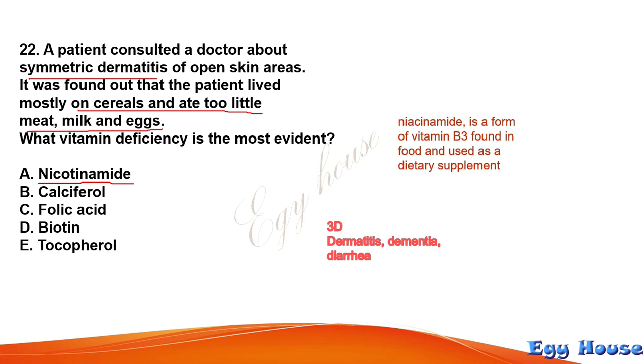So it's dermatitis, dementia, and diarrhea. Dementia is a loss of memory. It's a neurological problem, actually.